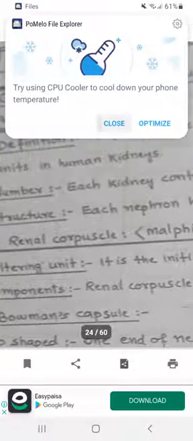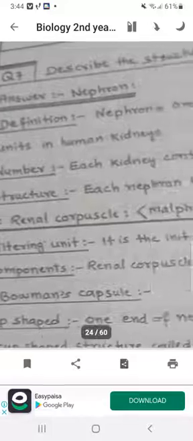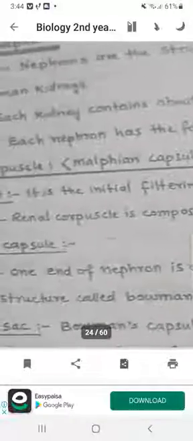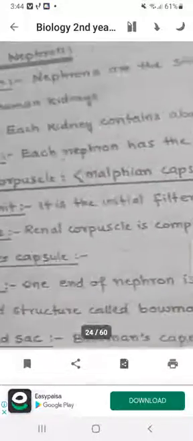Answer. Nephron. Definition. Nephrons are the structural and functional units in human kidney. Number. Each kidney contains about 1 million nephrons. Structure. Each nephron has the following parts.